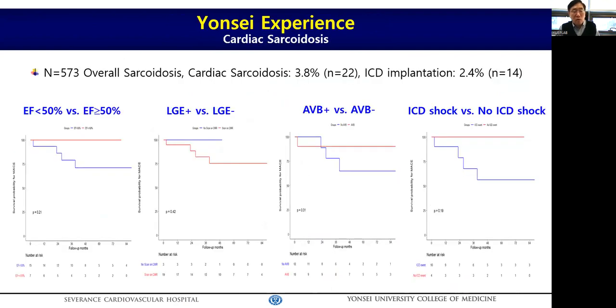This is a sarcoidosis experience in my institute. Among over 573 patients with sarcoidosis, cardiac sarcoidosis was diagnosed in 3.8%, and ICD implantation was done in 2.4%. In the sub-analysis, reduced ejection fraction, late gadolinium enhancement positive, associated AV block, and appropriate ICD shocks show the worse survival outcome than their counterparts.